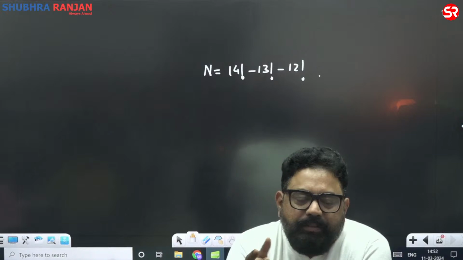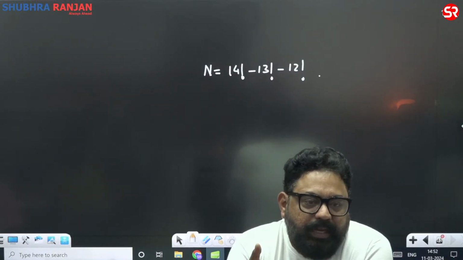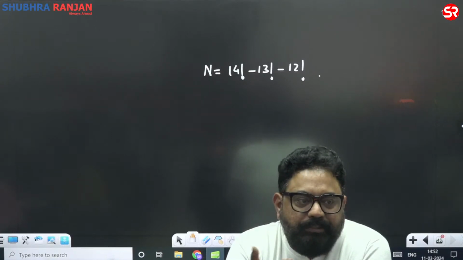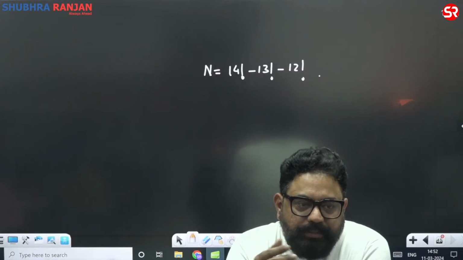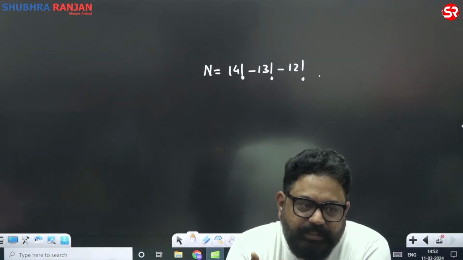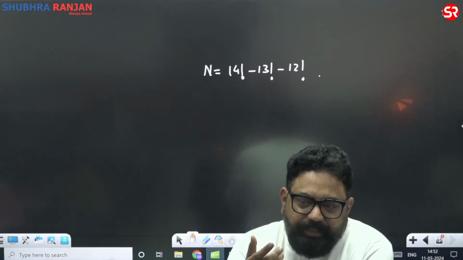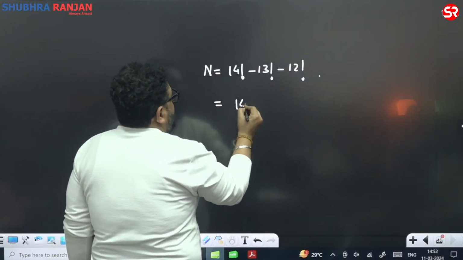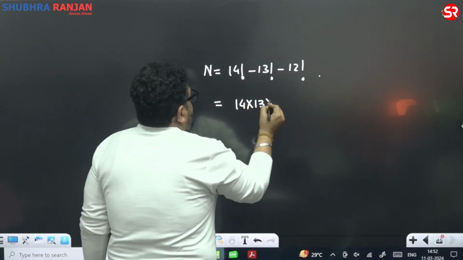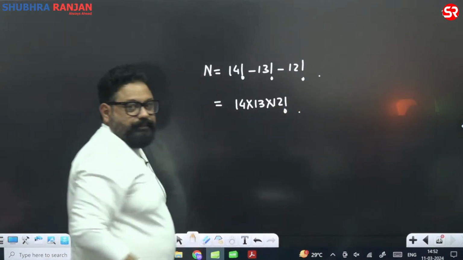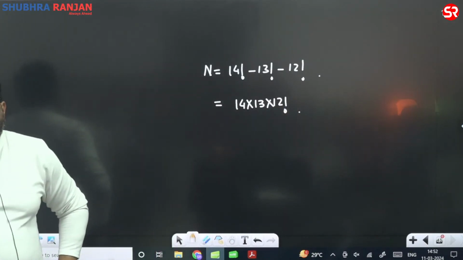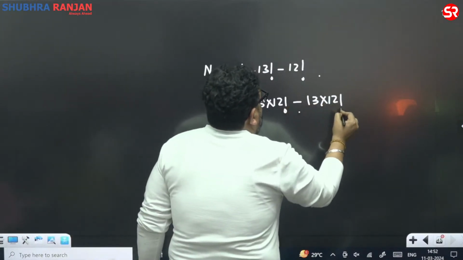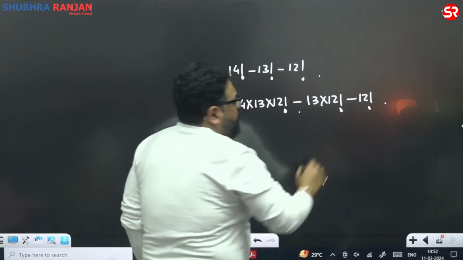Solve it. Look here, what is the solution? At the end you realize you have to use that only. 14 factorial should be written as 14 into 13 into 12 factorial and so on. Nothing else can actually work. So what is 14 factorial? 14 factorial is 14 into 13 into 12 factorial. And 13 factorial is 13 into 12 factorial, minus 12 factorial.